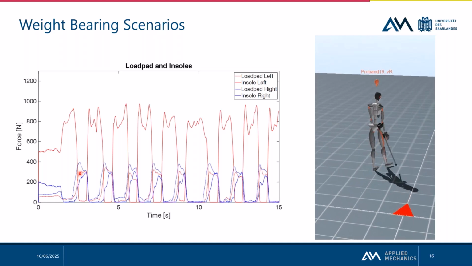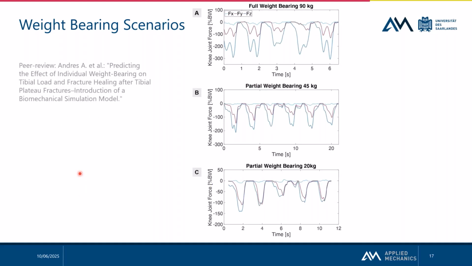And we tested different weight bearing scenarios, because over time patients start normally, but it depends on the area, the hospital, and also on the fracture type. You start with, for example, a partial weight bearing of 20 kilograms, and then you go up to 50% body weight, and then to full body weight bearing when you are ready.